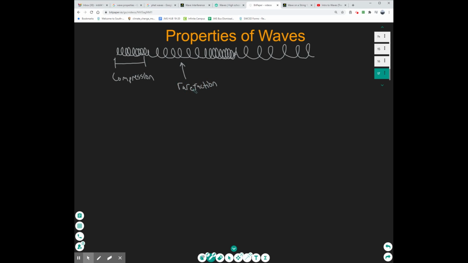Now, I'm never going to test you over whether you know that it's called a compression or a rarefaction. That's just terminology that we might use. I tend to use them when we talk about compressional waves just because it's in my head. So now it can be in yours. Okay. That's it on compressional waves, longitudinal waves. We're going to move on to transverse waves now.